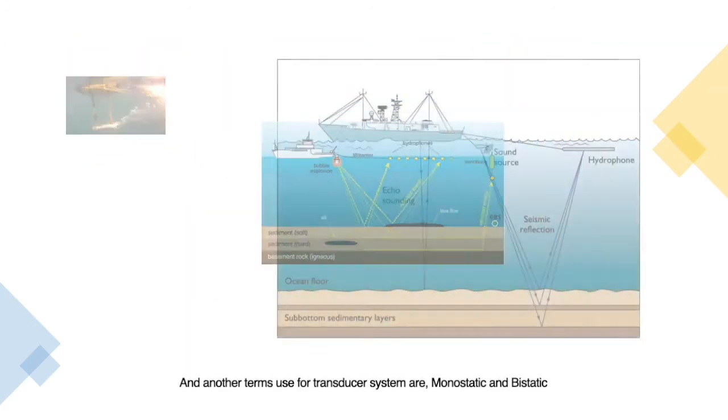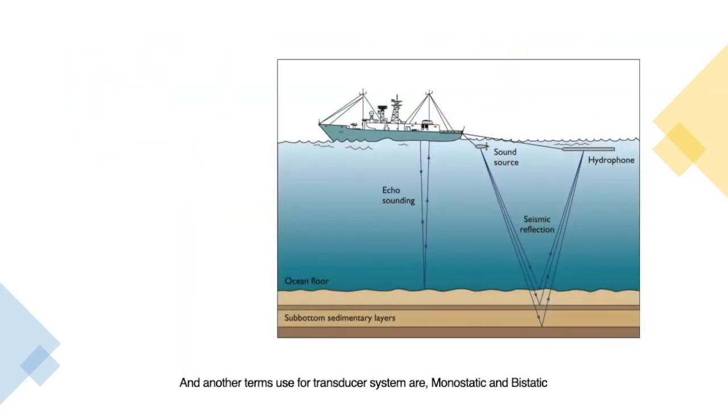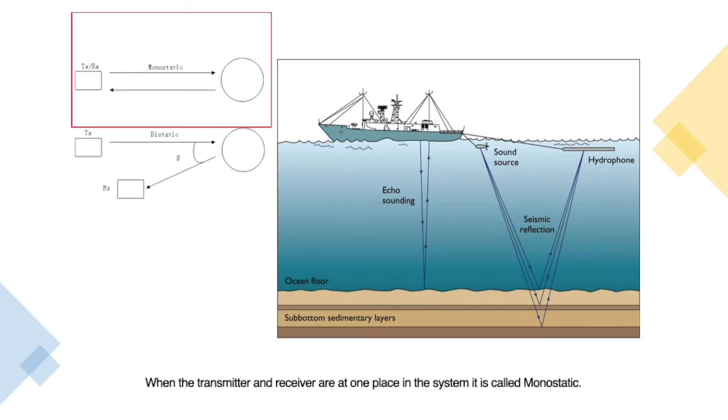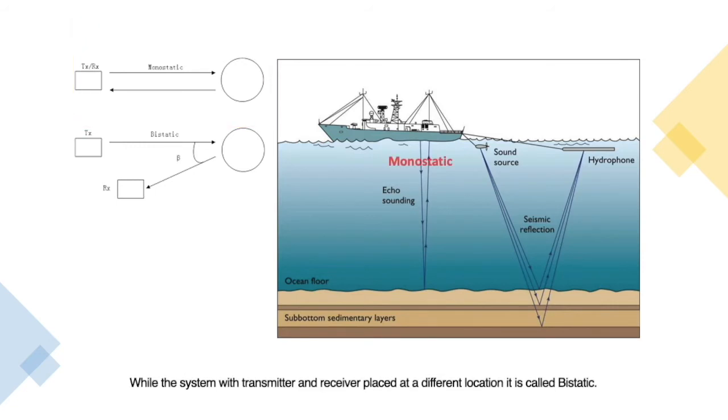Other terms used for transducer systems are monostatic and bistatic. When the transmitter and receiver are at one place in the system, it is called monostatic. While a system with the transmitter and receiver placed at different locations is called bistatic.